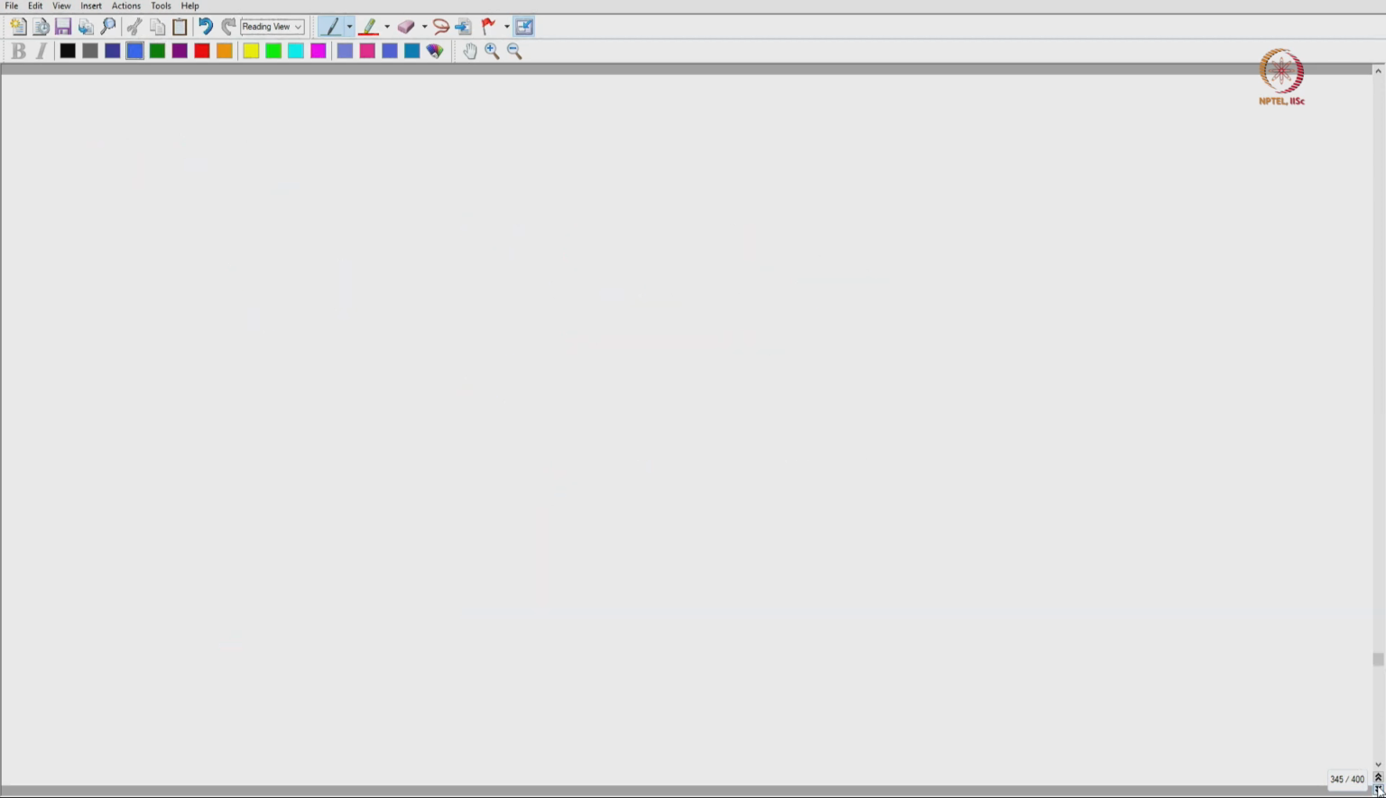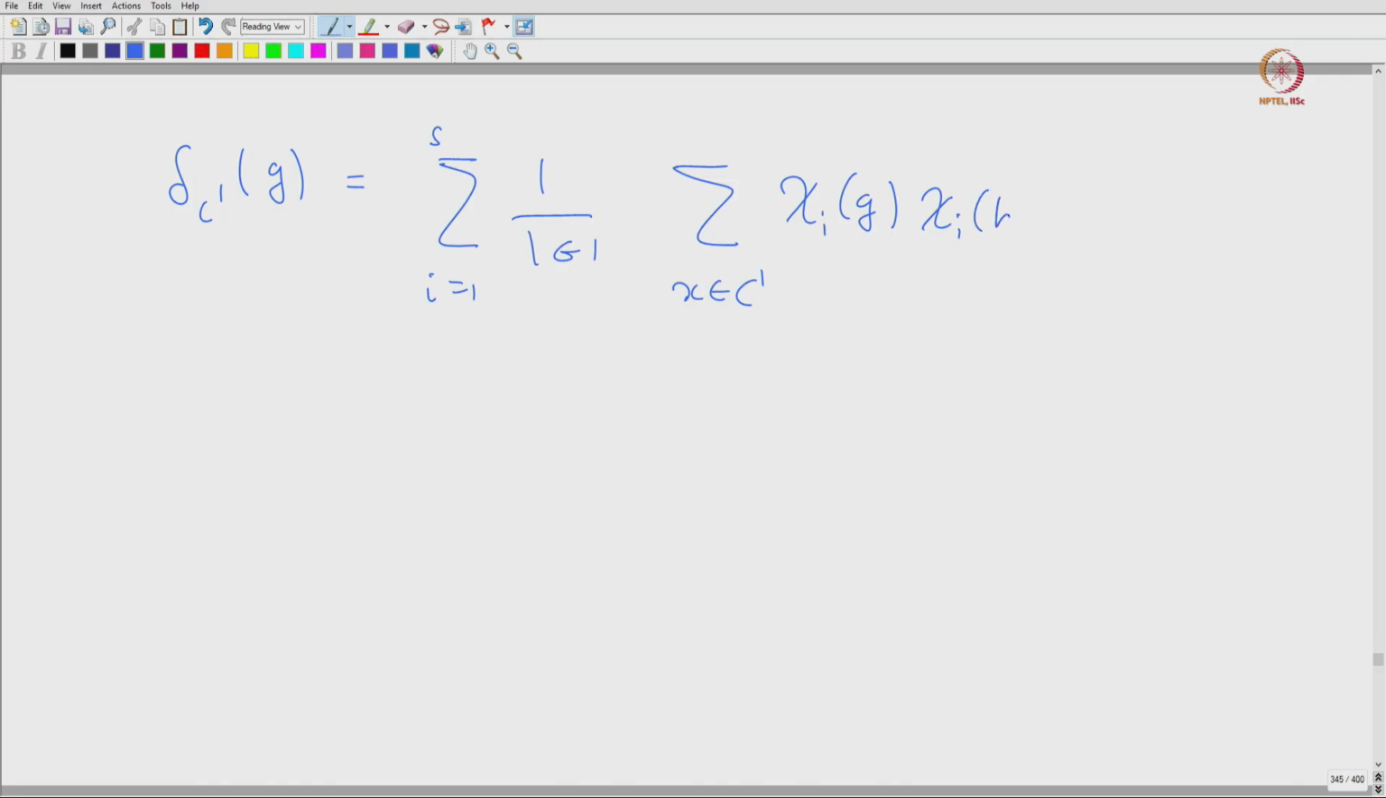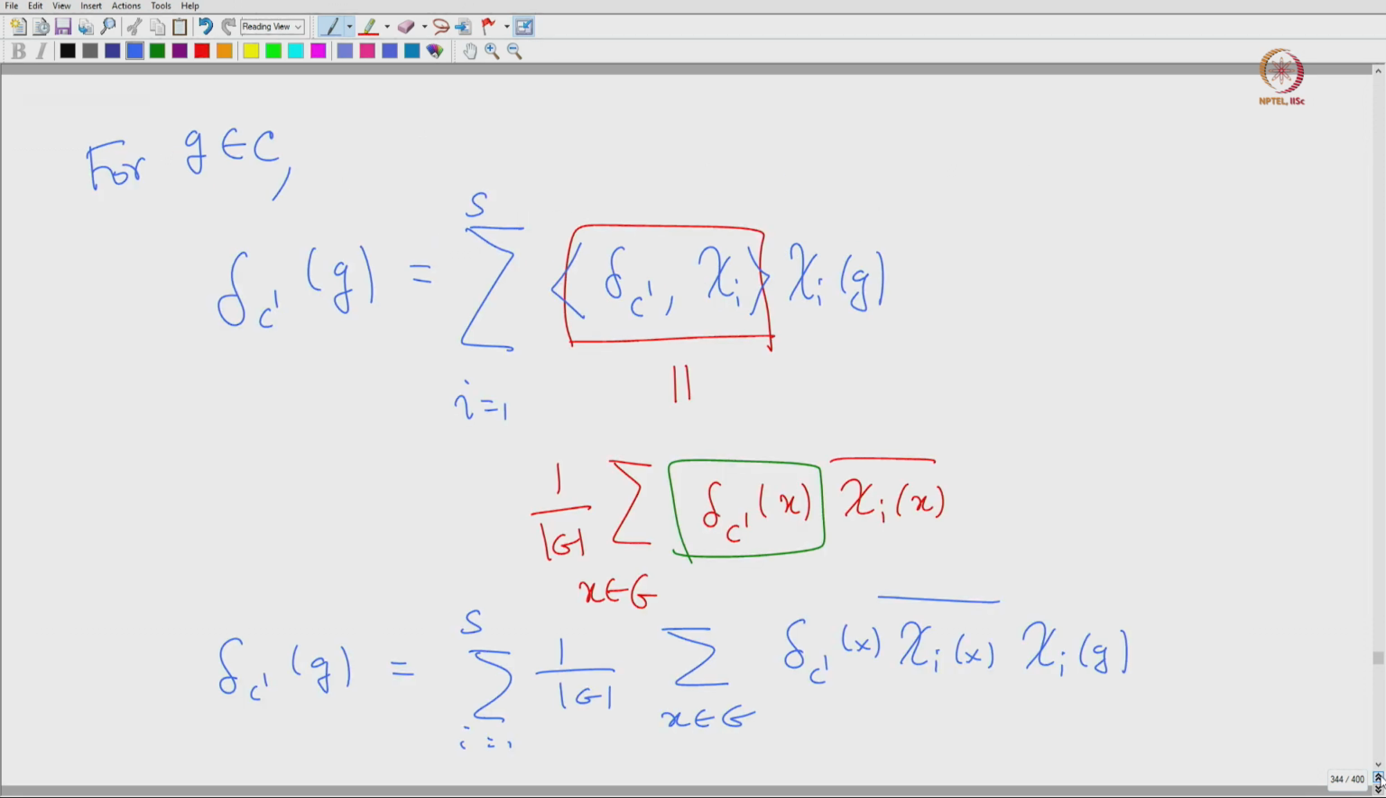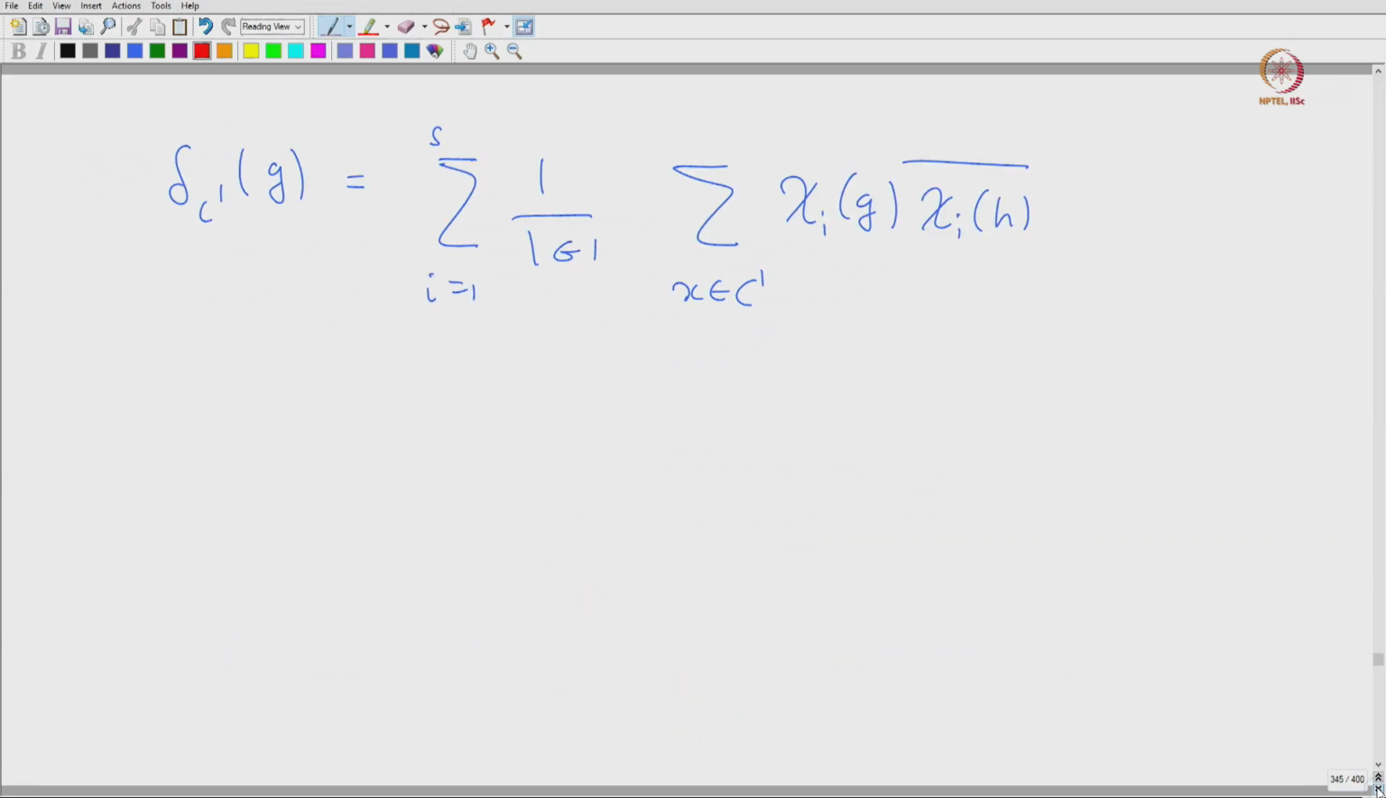So, if we use that, we can rewrite everything and get delta C dash of g equal to the summation, i ranging from 1 to s, of 1 divided by the cardinality of G, summation over x in C dash, and then chi i of g and chi i of h bar. So, the same thing we have rewritten. It takes value 1 whenever x is in C dash, and this value we just kept. So, I should use x here.